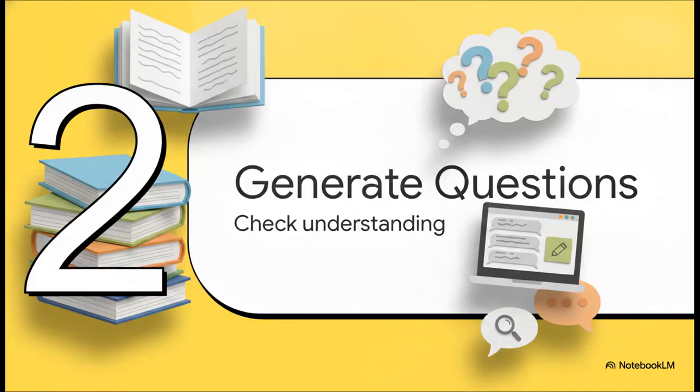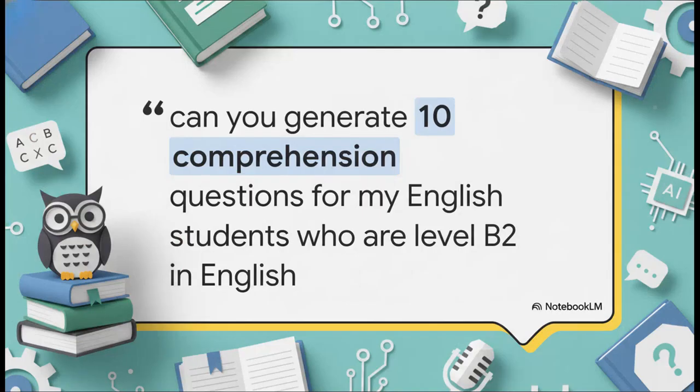Moving right along to Section 2, generating comprehension questions to check understanding. Once your video is loaded up, you'll want to focus on the prompt window at the bottom of your screen. We type in this exact command. Now, notice the specificity here. We are explicitly telling it our student's proficiency, level B2, so upper intermediate. This forces the AI to perfectly calibrate the difficulty of its questions based on exactly what we asked for.